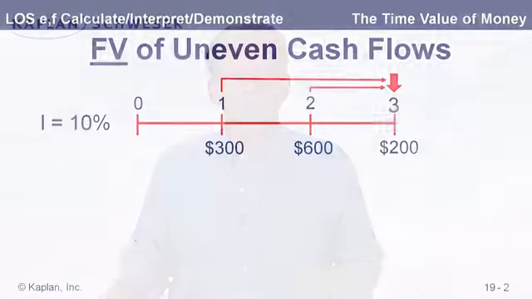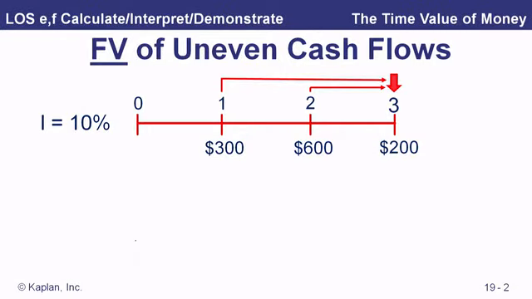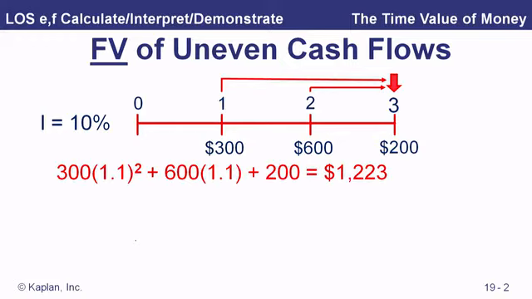Well, now let's look at some uneven cash flows, not an annuity, but payments that have different values. Here we're going to calculate the future value of 3 payments, deposits into an account, if you'd like to think about it like that, of 300, 600, and 200. So how much are we going to have in the account at time 3 if we're earning interest at a rate of 10% compounded annually?